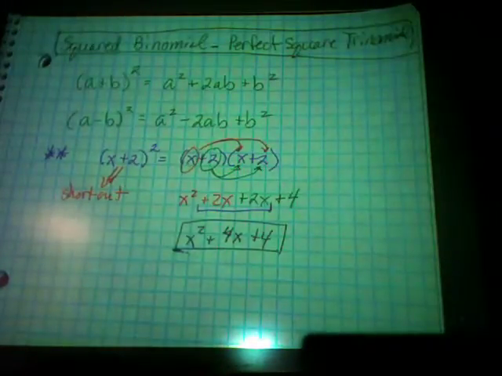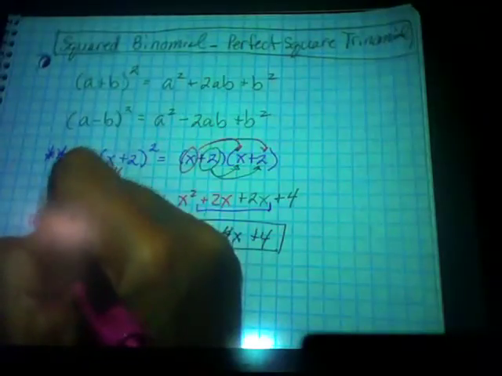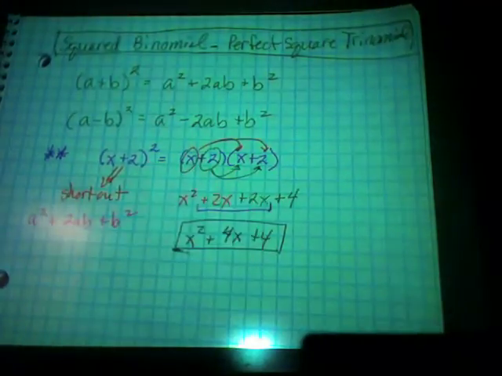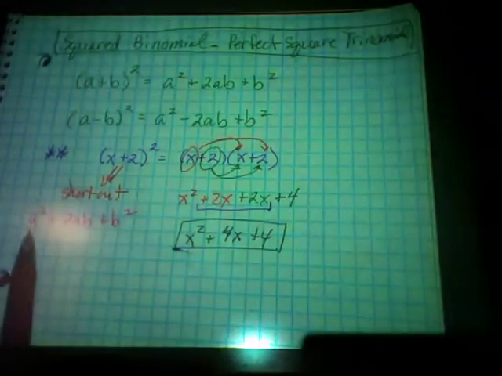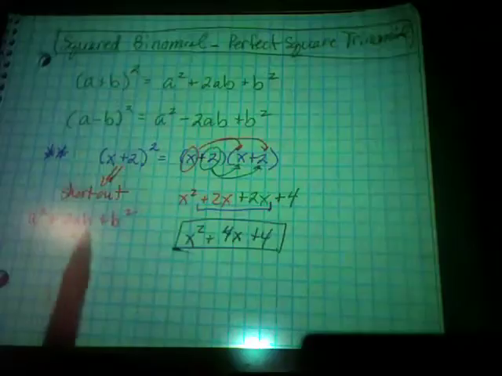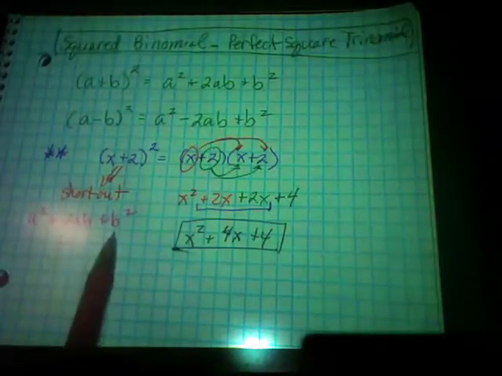So let's apply the shortcut over here. I would have written out my factor pattern. Since this is a plus, I'm going to use this factor pattern: a squared plus 2ab plus b squared. Because this is the blueprint telling you what to do. Square the first term, multiply the first and the second term together and then double it, or multiply it by 2. Square the second term.